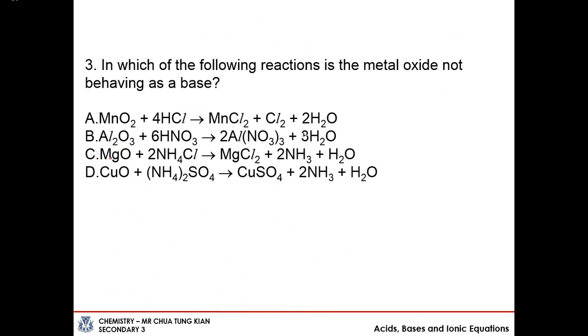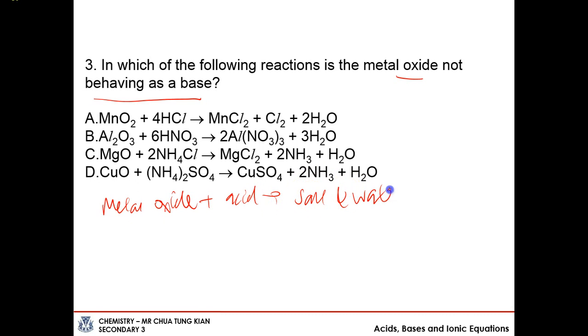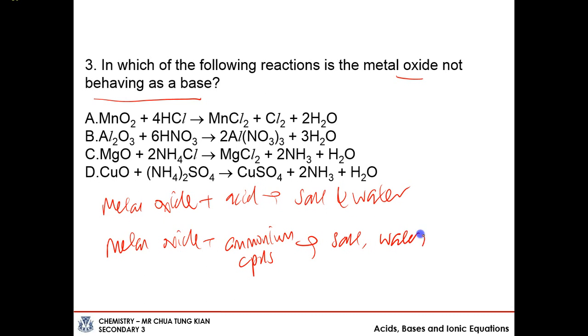So part 3, which of the following reactions is the metal oxide not behaving as a base? If a metal oxide were to behave like a base, it will undergo an oxide-acid reaction to give me salt and water. The metal oxide can also react with ammonium compounds to give me salt, water, and ammonia gas.